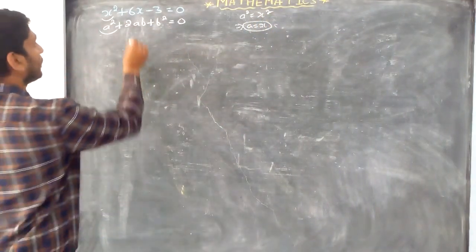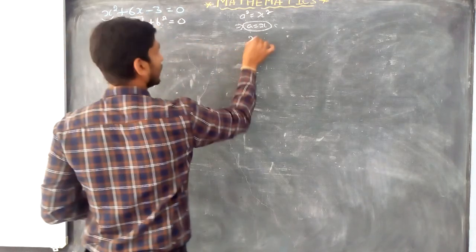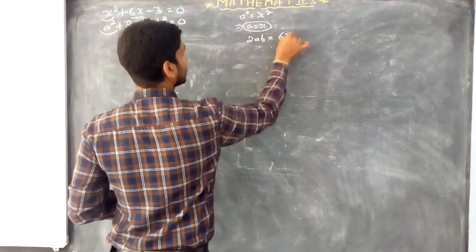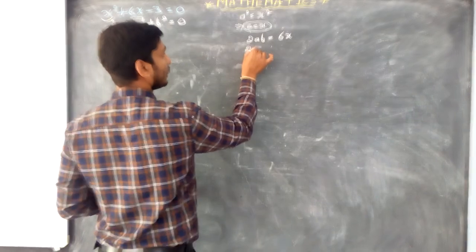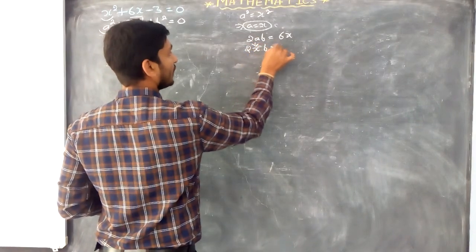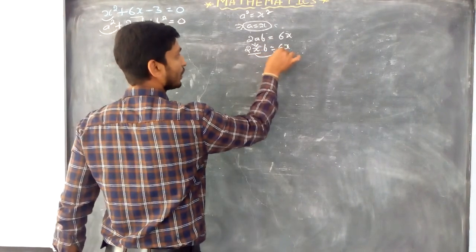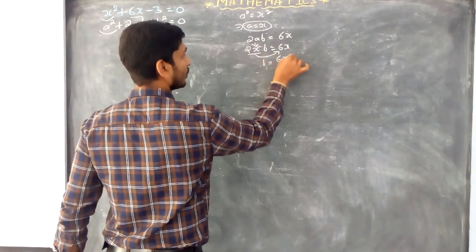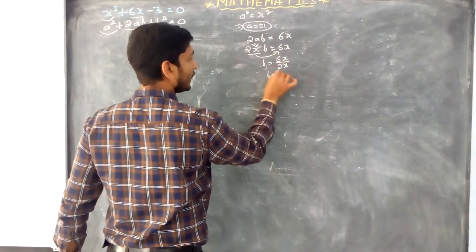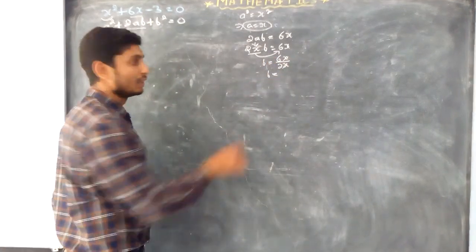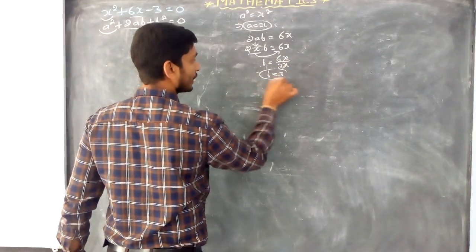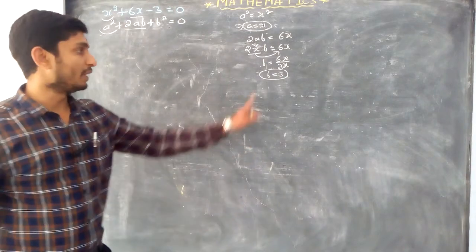Now see, in the place of 2ab, 6x is there. 2 into a means x into b is equal to 6x. I need the answer of b. Transfer this 2x to that side. That is b is equal to 6x by 2x. The x's get cancelled: 2 ones are 2, 2 threes are 6. That's the answer of b. Answer of b is 3.